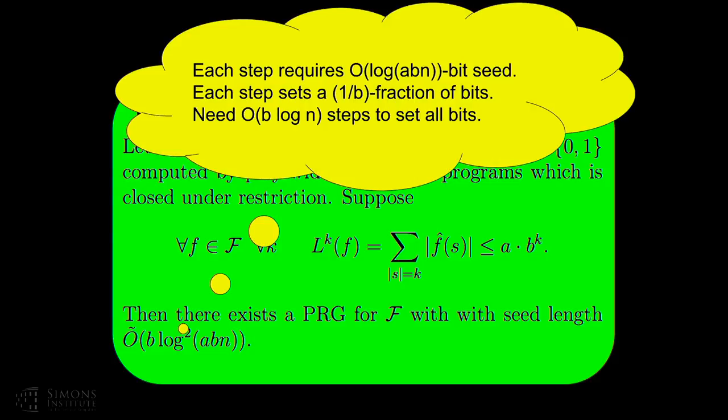Now, where does the seed length come from? Each step in this is going to use some logarithmic seed length, because we need to sample a small bias distribution and an almost k-wise independent distribution.